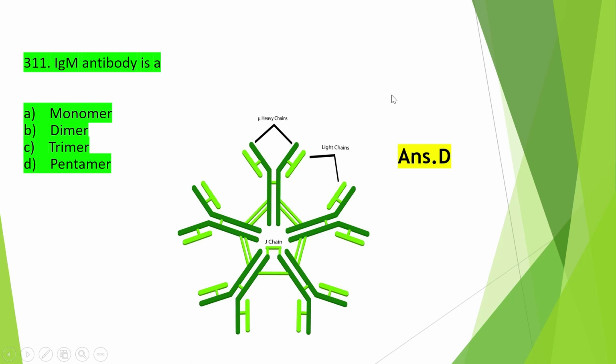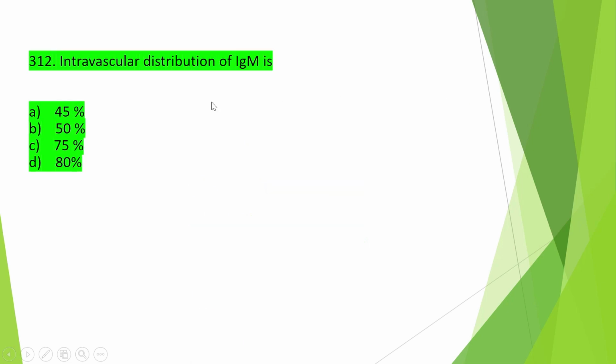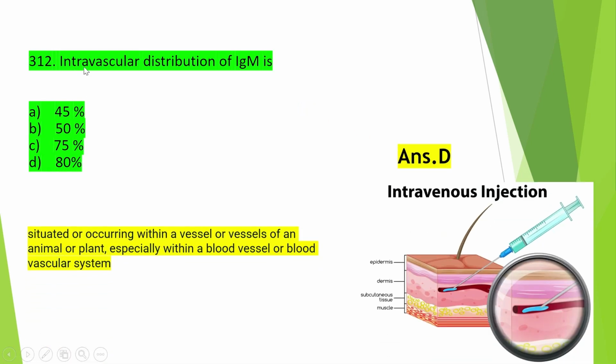Okay, so move on to the next question, that is intravascular distribution of IgM is 45% or 50% or 75% or 80%, and the right one is option D, that is 80%. So intravascular distribution of IgM is 80%. Intravascular means inside the vessel, situated or occurring within a vessel or vessels of an animal or plant, especially within a blood vessel or blood vascular system.